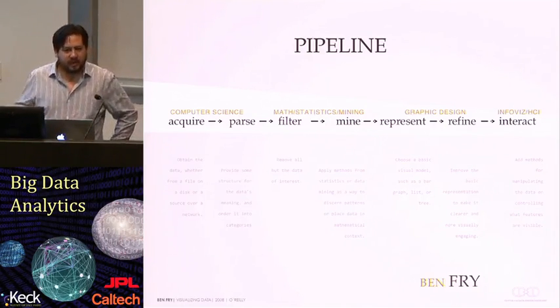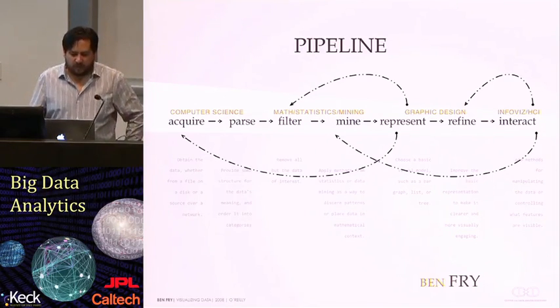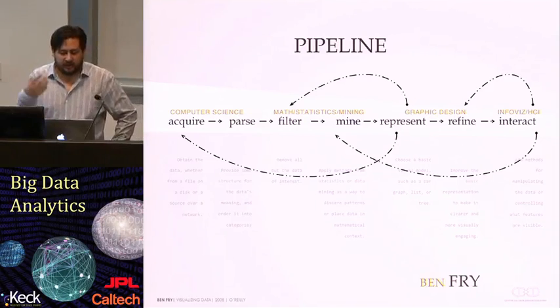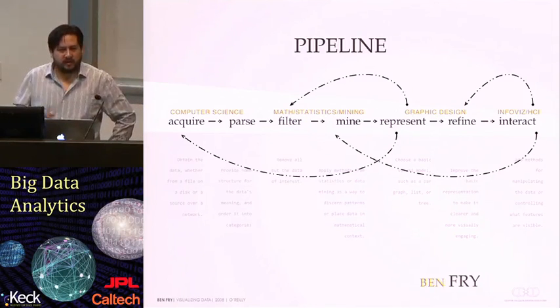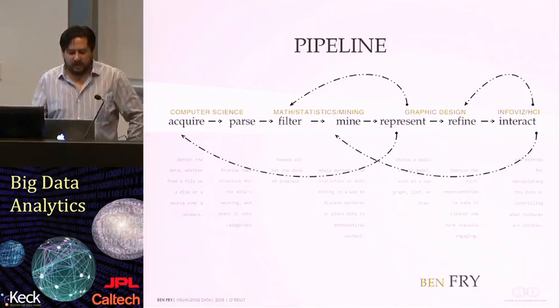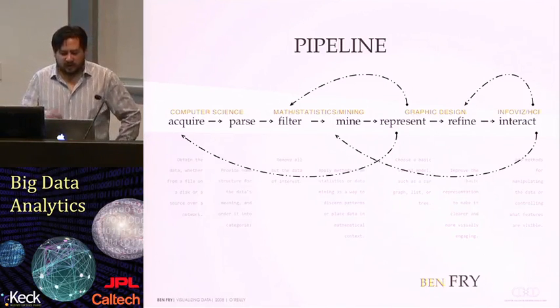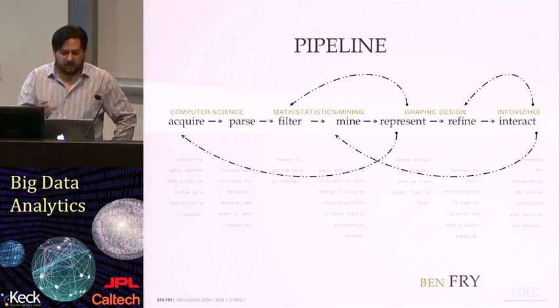Now, while this is a straight pipeline, it is actually not a straight process. Once you actually find your representation, you might find that the data that you have is not correct, so you might reacquire it. You might also realize that your data is too broad, so you might have to further filter it. Once you create a representation and you start interacting with it, you might realize that you have to refine the way your representation is, adjust the color scheme, threshold some number value.